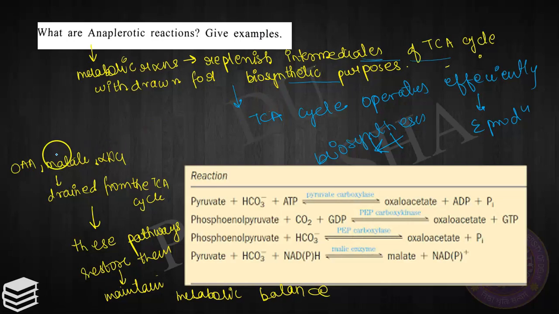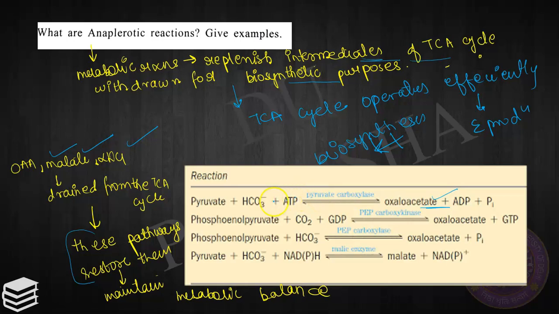When intermediates like oxaloacetate, malate and alpha ketoglutarate are drained off from the TCA cycle, these pathways restore them and maintain balance. Now let's look at the examples. First, pyruvate carboxylase. Pyruvate is converted to oxaloacetate by reacting with ATP and bicarbonate in the presence of the pyruvate carboxylase enzyme to form oxaloacetate.